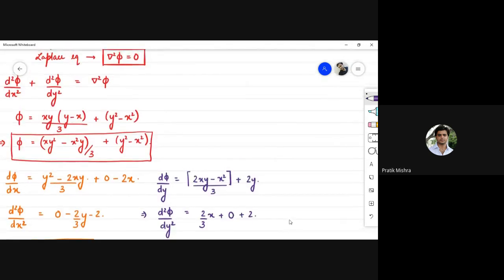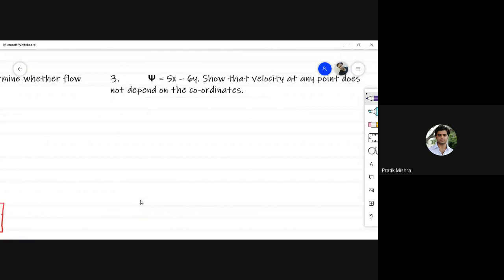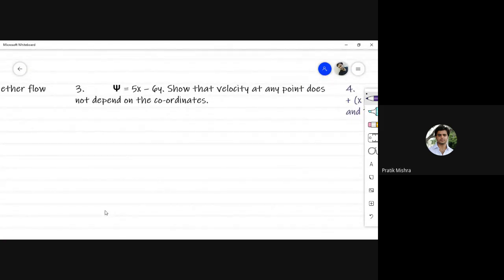Moving on with the third question. The third question is again very simple. You are given a stream function. The value of stream function psi is equal to 5x minus 6y. Show that velocity at any point does not depend upon the coordinates. So simply you need to calculate the velocity using this psi function.